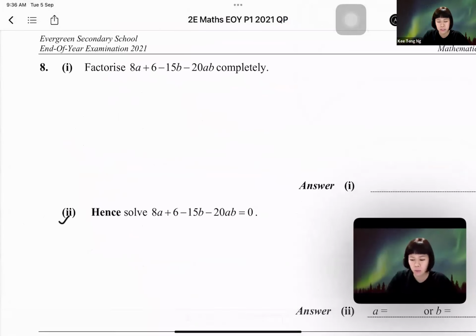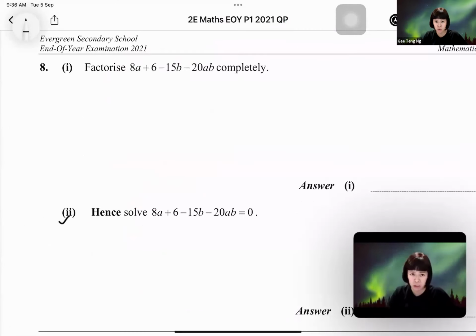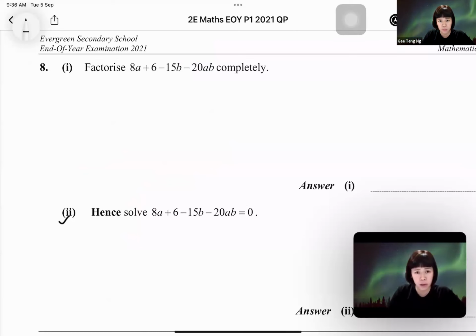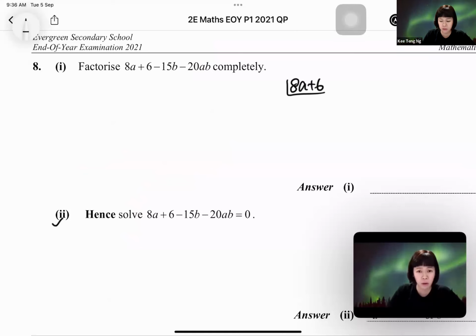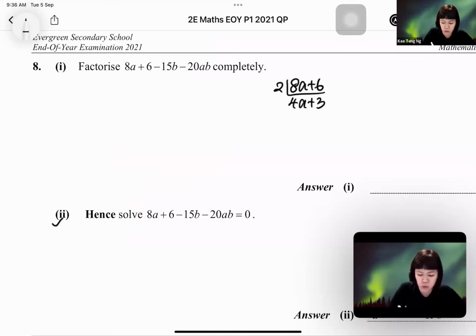Factorize this completely. This one has 4 different terms, so we are going to do factorization by grouping. Does anyone have any preference? If not, I shall do my own preference. 8a plus 6 factorized by the common factor 2 gives 4a plus 3. So I get 2 bracket 4a plus 3.